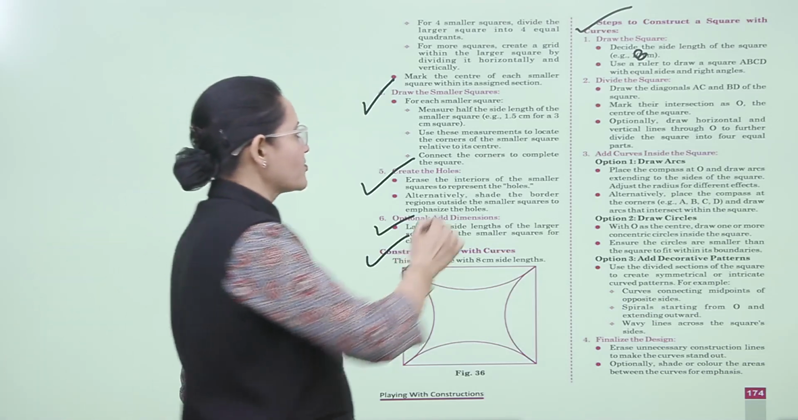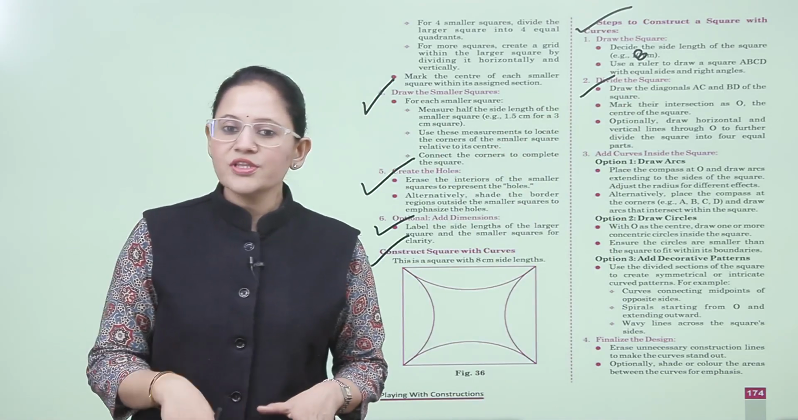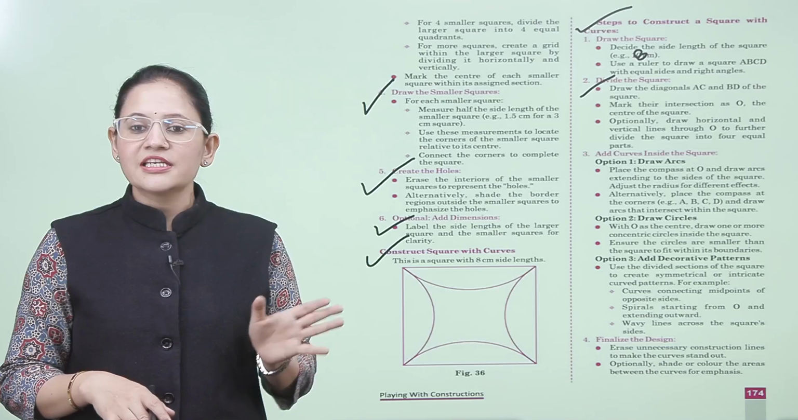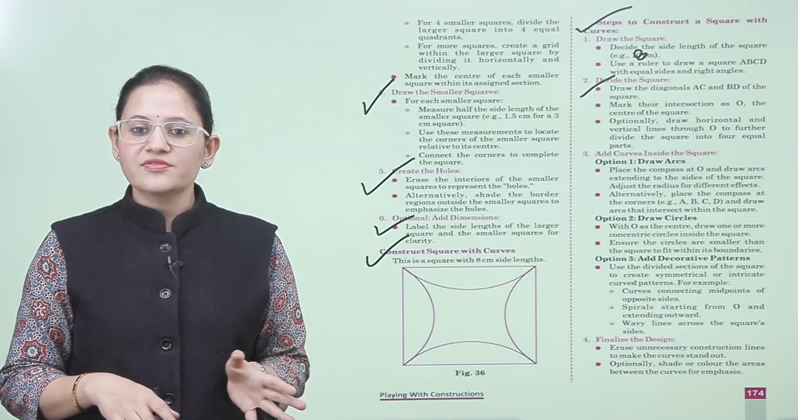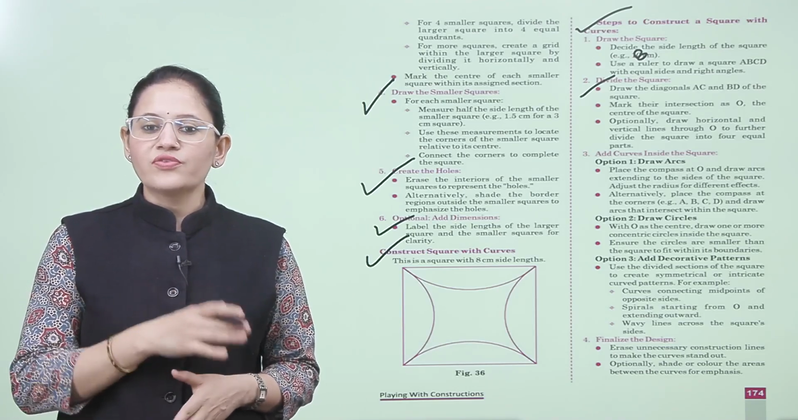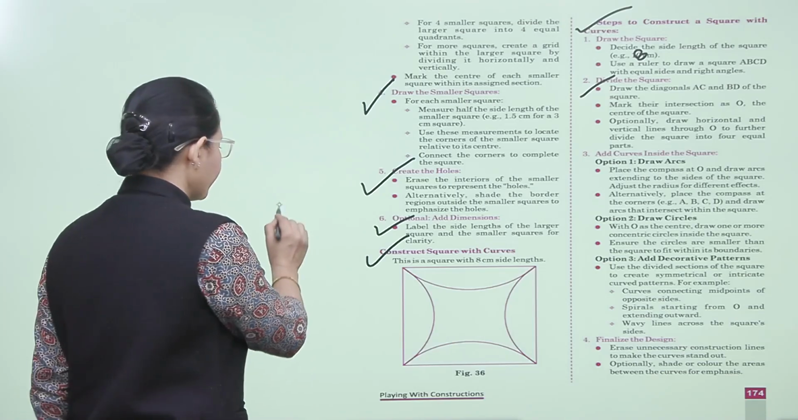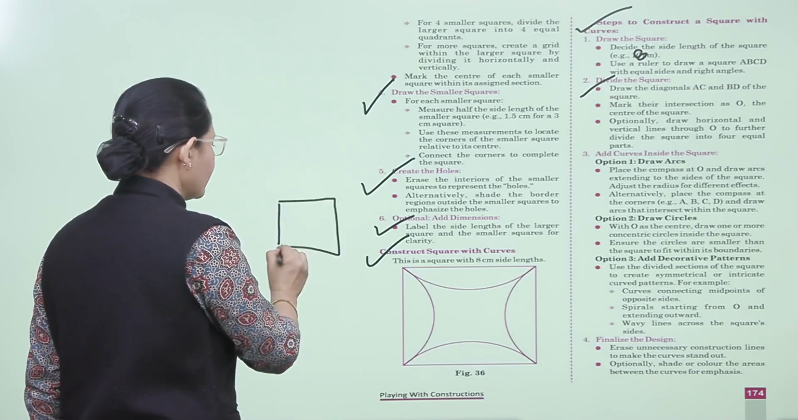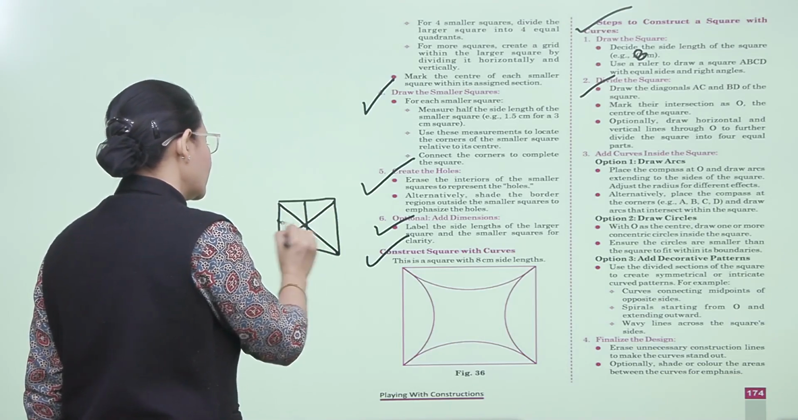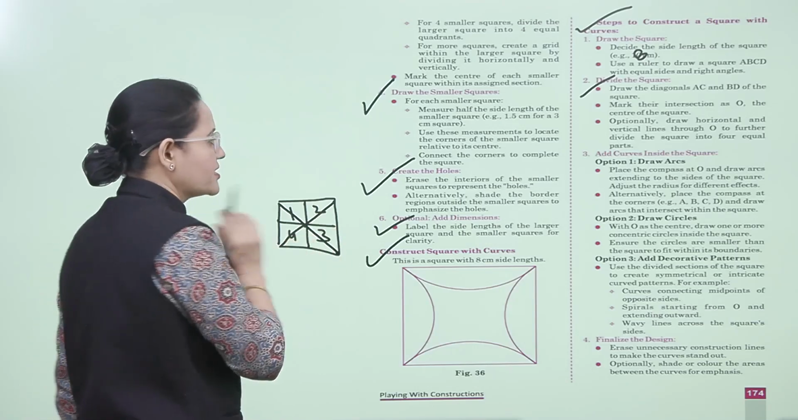Now we have to divide the square. For that we will draw the diagonals AC and BD, and mark their intersection O at the center of the square. Optionally draw horizontal and vertical lines through O to further divide the square into 4 equal parts, like here. This is the center, so we'll draw these lines. So this will divide it into 4 squares. Clear?